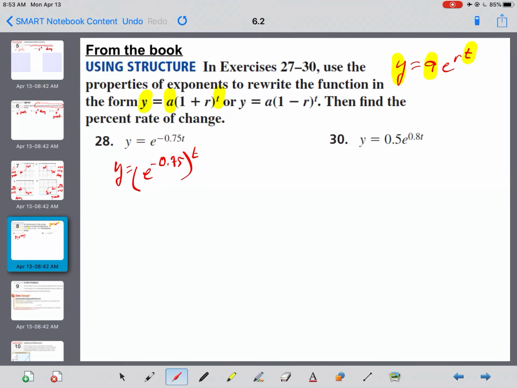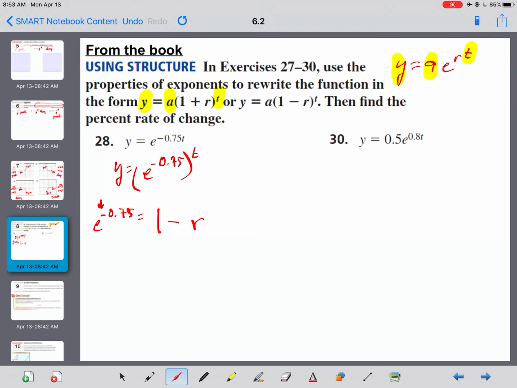Y equals e to the negative 0.75 to the t. So that means that e to the negative 0.75 has to equal 1 plus or minus r. Now in this case, I know that it's minus, and the reason I know it's minus is because my r is negative, which means I'm decay, and 1 minus r rate is a decay rate, so it has to be the minus.